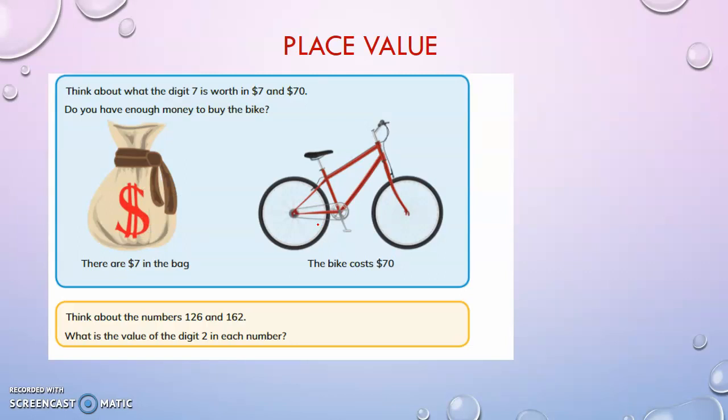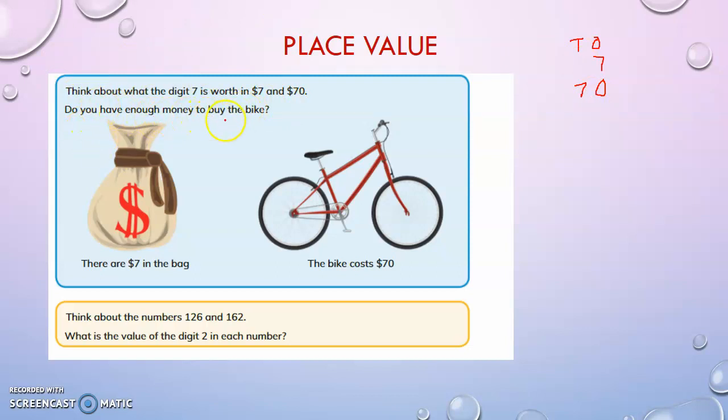This problem is about place value. Think about what the digit is worth in $7 and $70. The $7, this is in the ones place. In 70 you have 7 tens and 0 ones. 7 tens and 0 ones.